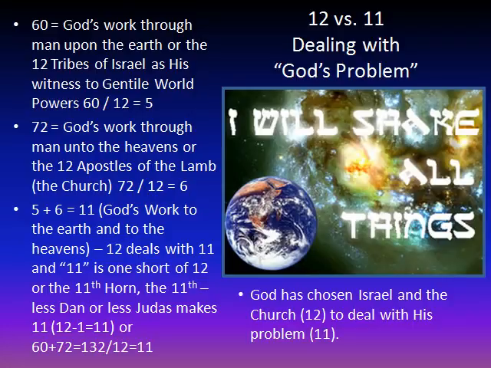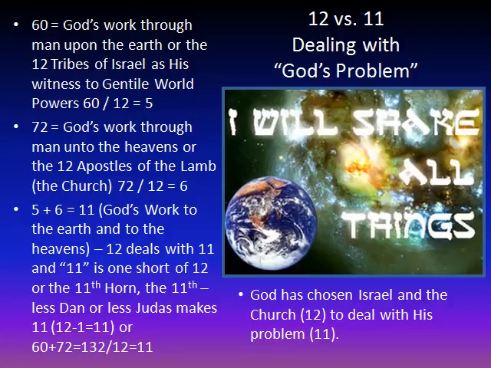72 is God's work through man unto the heavens, or the 12 apostles of the Lamb, who wrestle not against flesh and blood, but against principalities and powers in heavenly places. This is the battlefield, if you would, of the church. 72 years, 1 degree of the great processional, divided by the 12 apostles of the Lamb equals 6.